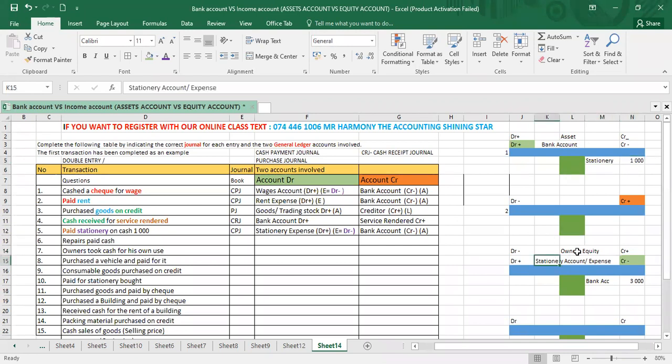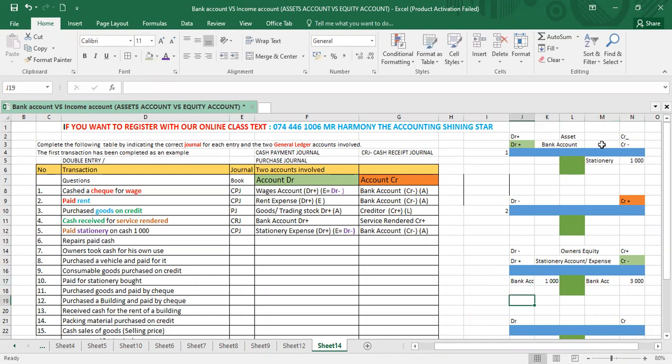Stationery account falls under owner's equity. It's an expense account. So we all know that expense will be debited when we pay for the expenses. Expense needs to be debited. We are saying, how did we pay for this stationery? The money was actually coming from the bank account of the business. How much was the stationery? The stationery that we paid for, it was 1,000 rand.